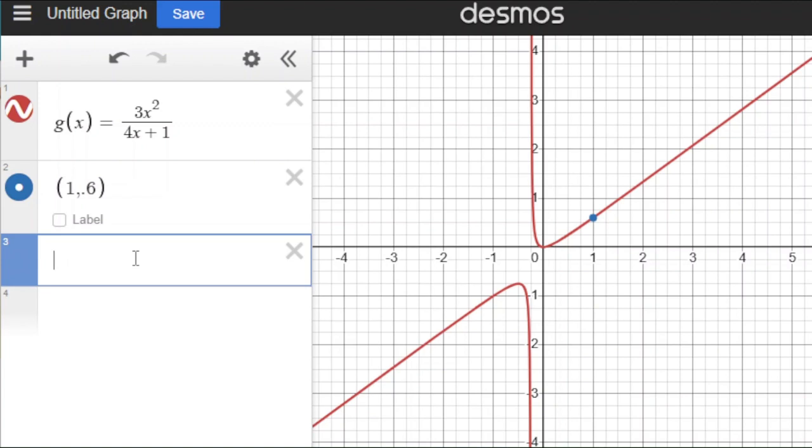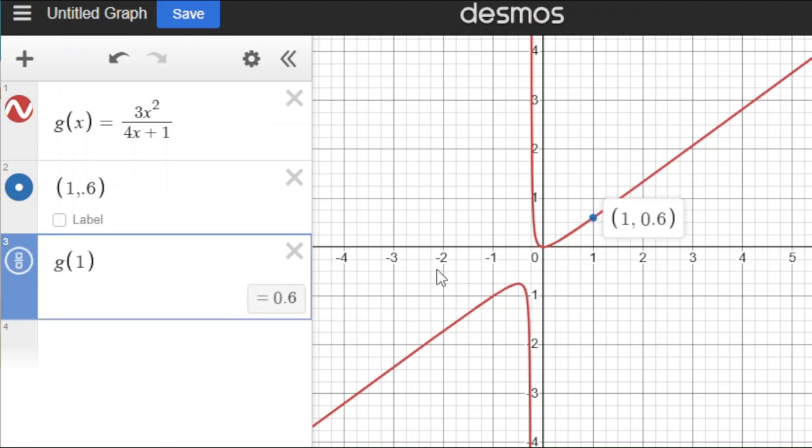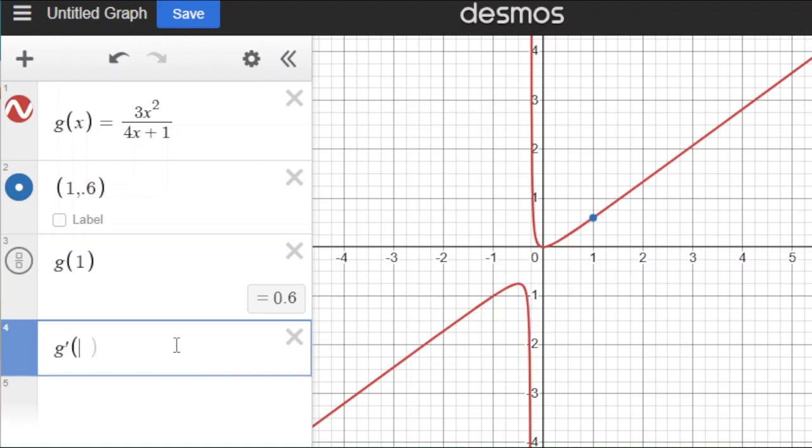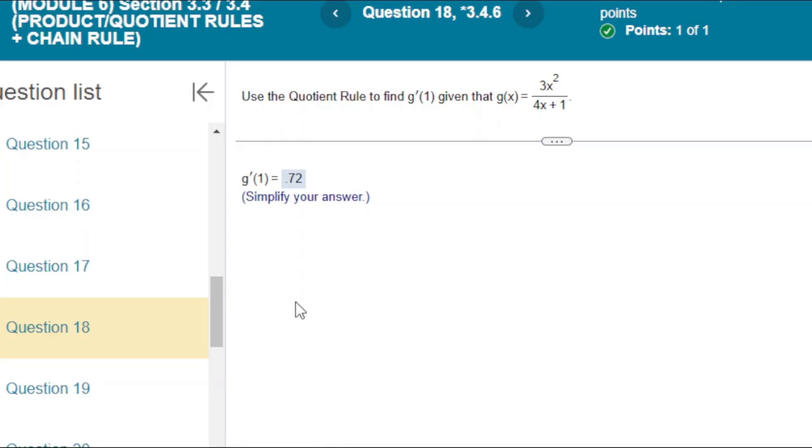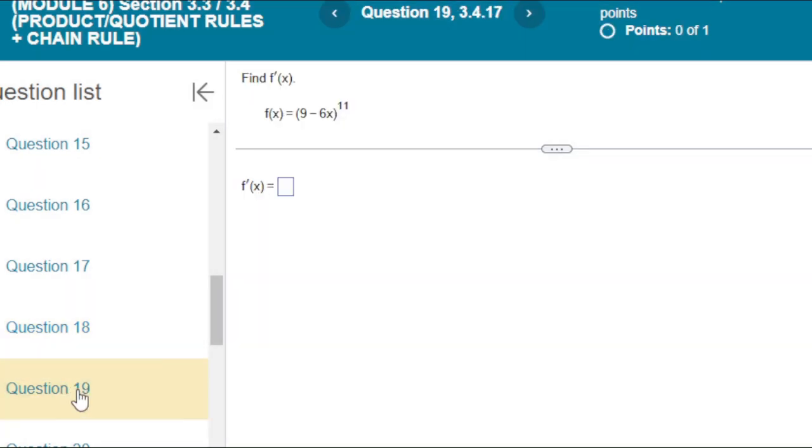In fact, by the way, we can even see g of 1 is 0.6, so that's the point 1 comma 0.6. g prime of 1, Desmos will even do this. Notice it's 0.72. So Desmos is a good way to check your answer. Now, remember on exam 2 and the final exam that will be proctored exams, you won't be able to use Desmos. You'll be able to use a regular calculator, but you won't be able to use an internet calculator or a cell phone. So you don't want to get too reliant on Desmos.